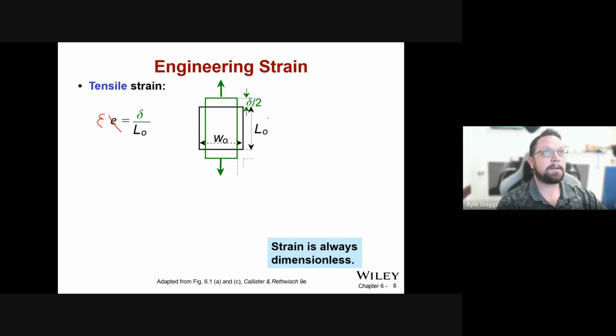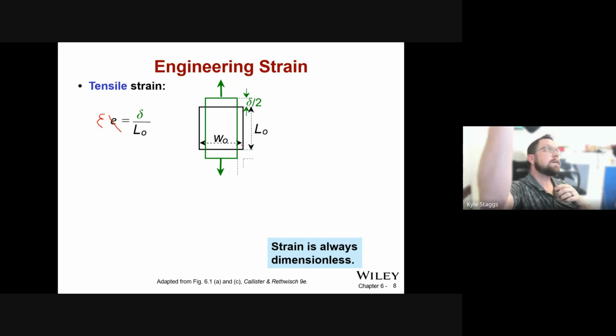The strain is the change in width. It's this length. So you see at the top and the base, you have half of the delta. You have half the delta.